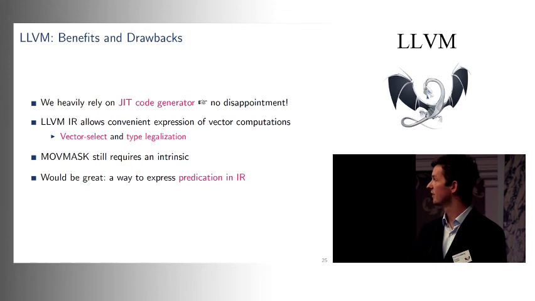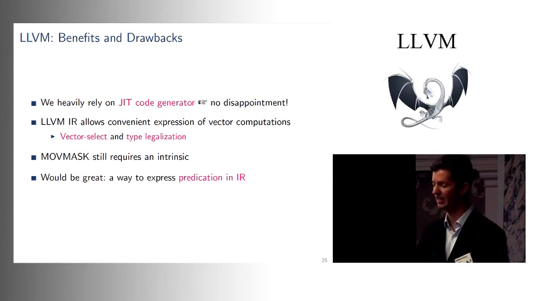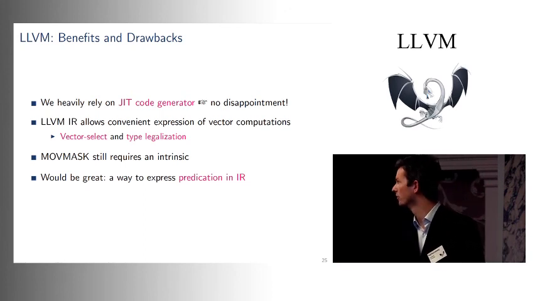The two things that are kind of remaining is the move mask still requires an intrinsic for me. It's just one thing, so that's not too important, I guess. And it would be great to actually have predication in the IR. So some kind of support for predication, because right now we have to maintain the masks ourselves and have some kind of data structure which we can query. So that's a bit ugly. Would be cool to have something, but I think there's some people working on that already.